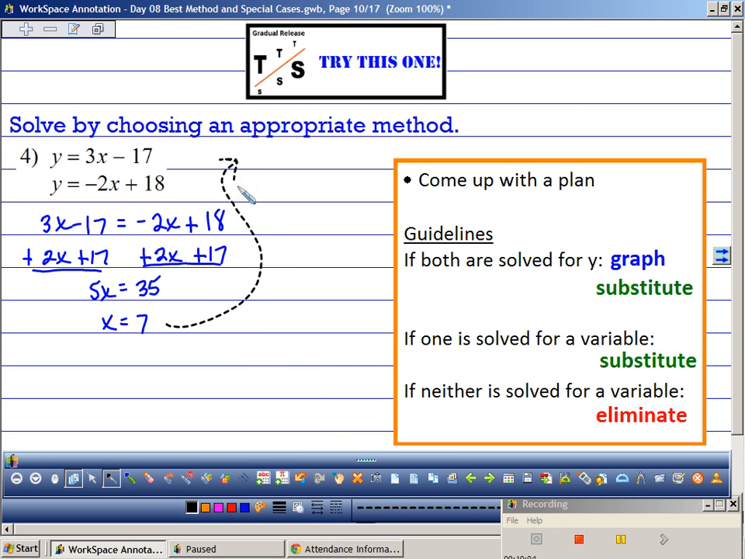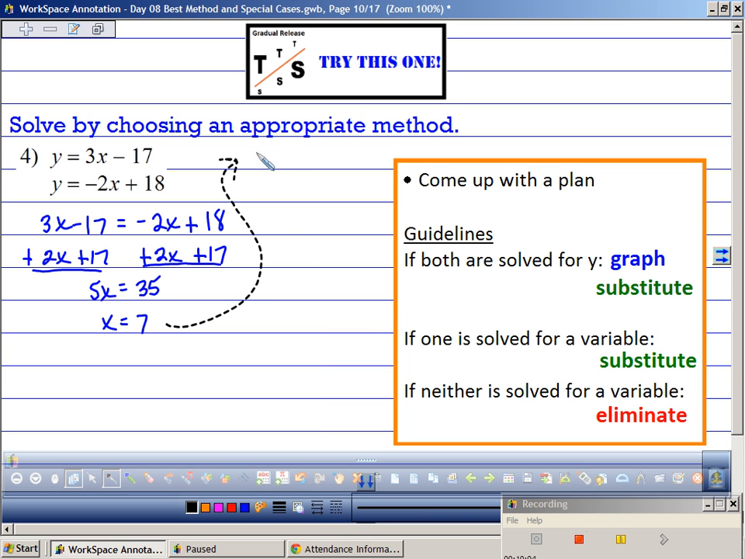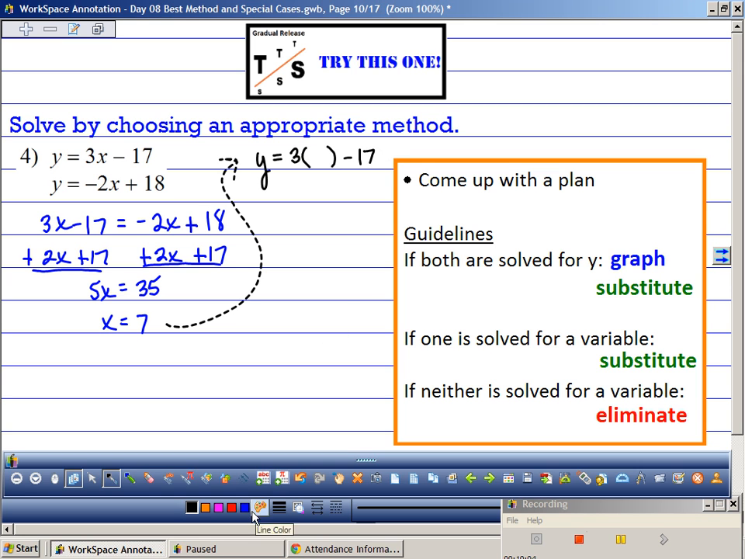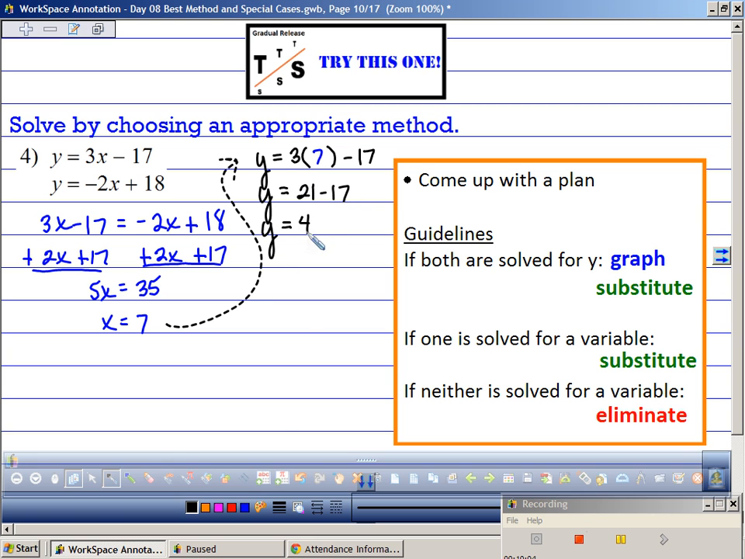Which one do you want to substitute back into? Top one? Okay, yeah, that'd probably be easier. So y equals 3 times whatever x is minus 17. I know x is 7. So y equals 21 minus 17. What's that? Y equals 4.